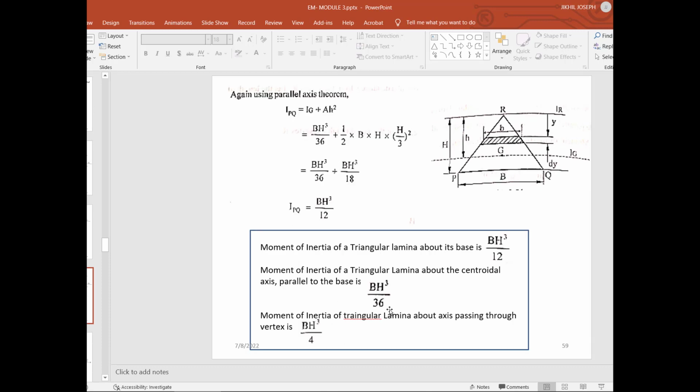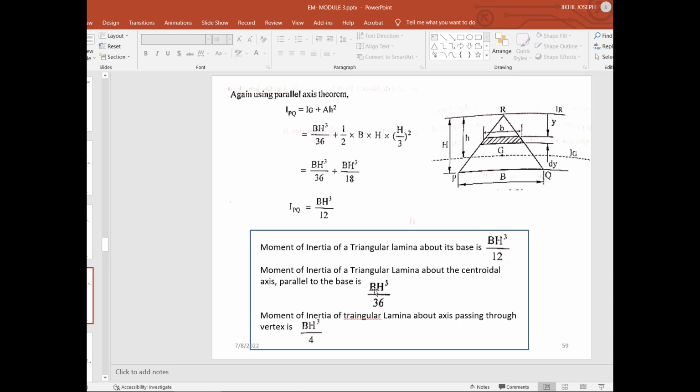Then again using the parallel axis theorem. We initially found for the r axis, then we found about the centroidal axis by the parallel axis theorem. We can again find for the pq axis. Ipq is equal to Ig plus A h square. Ig is known to you now, plus this area into (h by 3) square. Now from the centroid to the base it is h by 3, which will give you bh cube by 12. So the moment of inertia of a triangular lamina about its base is bh cube by 12.